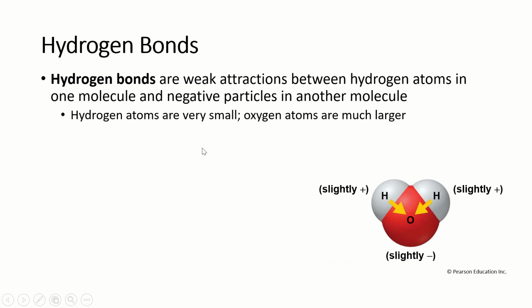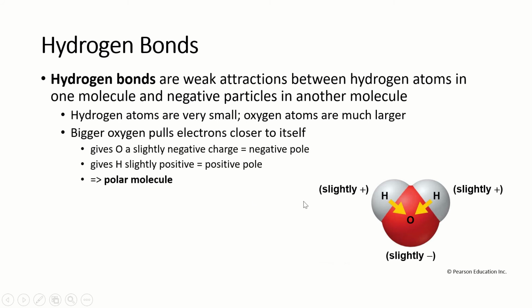All right, now, the third type of bond that we need to know about is actually really, really important and very, very weak. It's called a hydrogen bond. These are very weak attractions between the hydrogen atoms in one, usually water molecule, and negative particles in another water molecule.